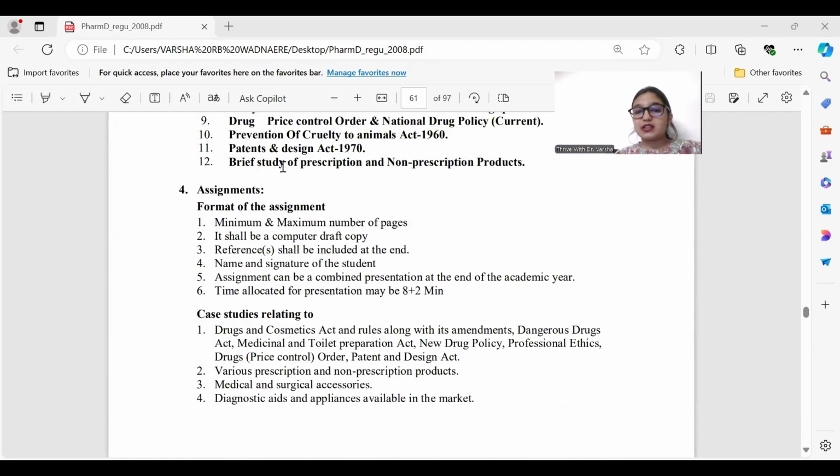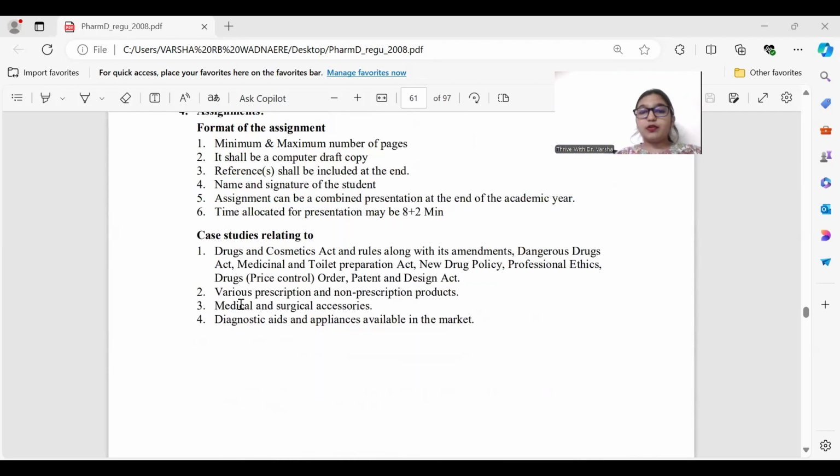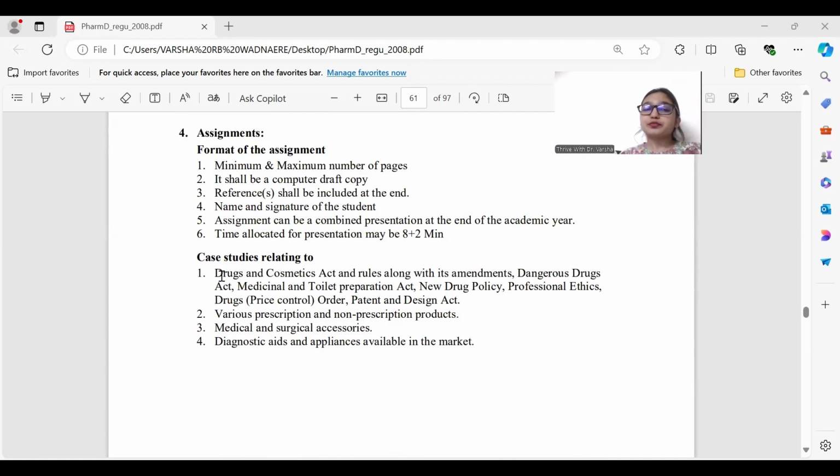And for the assignments, you'll have the same pattern as you had. You can take any of the topics from these case studies relating to the Drugs and Cosmetics Act and rules along with amendments, Dangerous Drugs Act, Medicinal Act, Designs Act. You can take any one of them. Prescription, various prescription and non-prescription products, medical and surgical accessories, diagnostic aids, appliances available in the market. You can pick any one of them, or your professor might tell you all of them or a few of them. So that will depend on your professor, and it might vary from institute to institute.